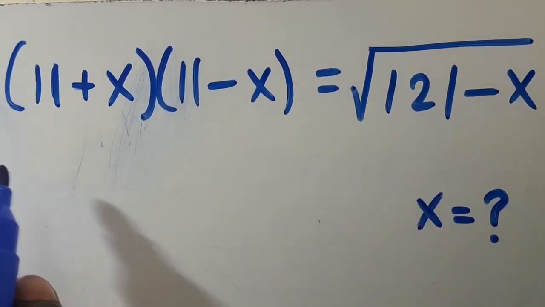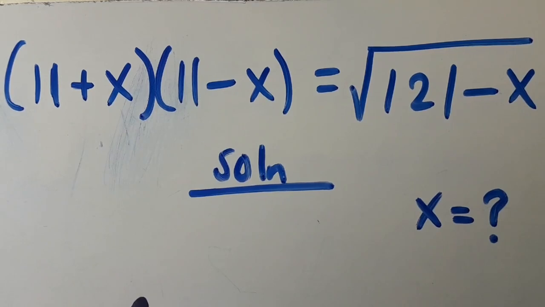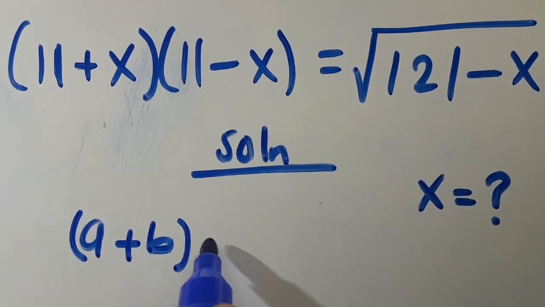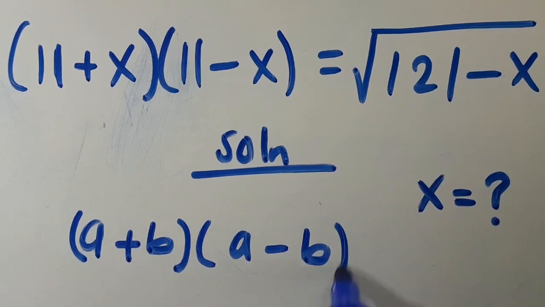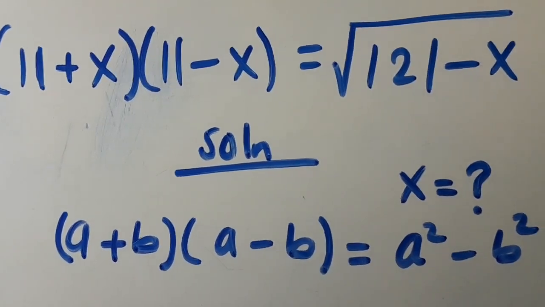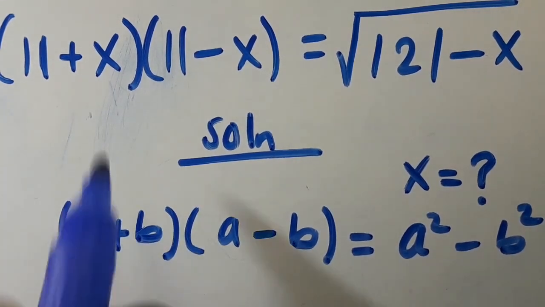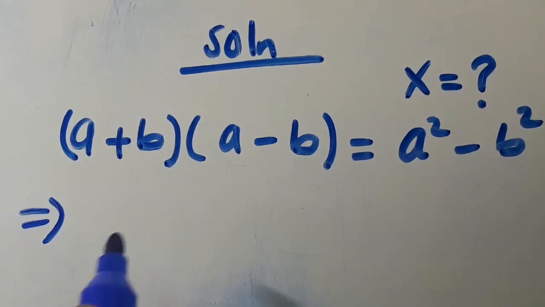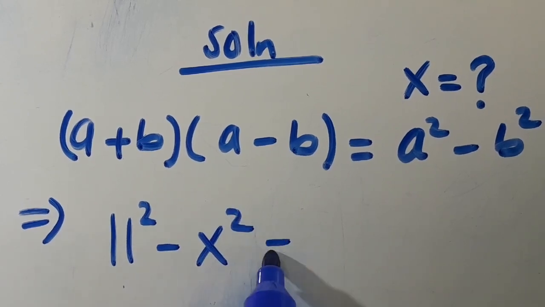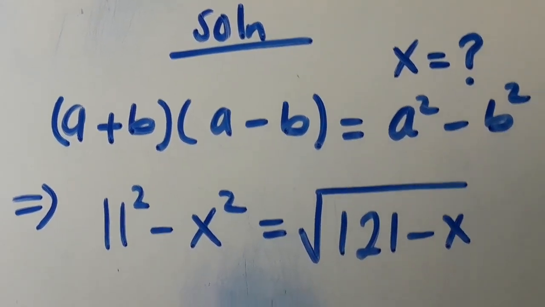We want to find the value of x, given that you have this problem. So let's have it in solution. Then from here, let's remember that when you have (a plus b) all in brackets multiplied by (a minus b) all in brackets, this equals a square minus b square. So by applying it to this expression, where our a is 11 and our b is x, this implies that we're going to have 11 square minus x square equals root of 121 minus x.